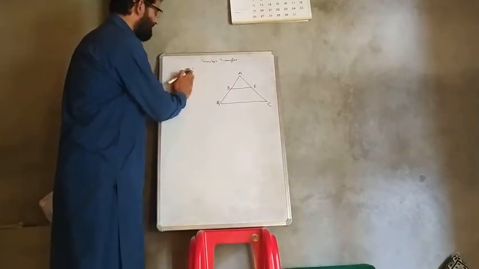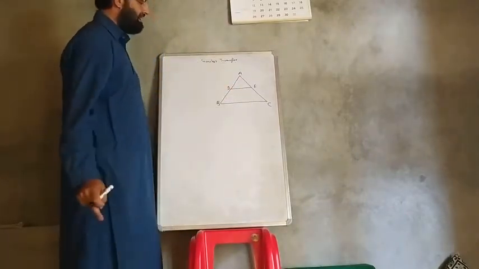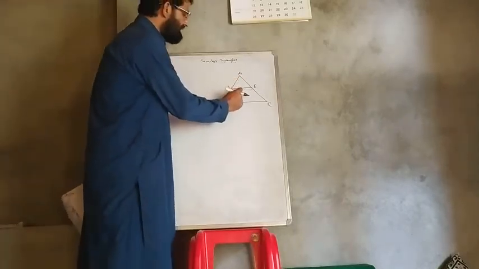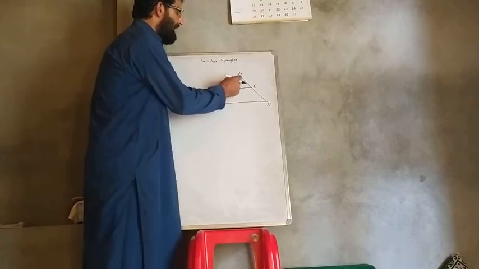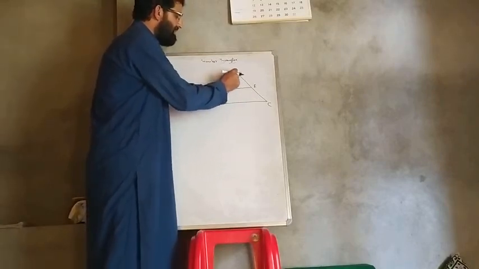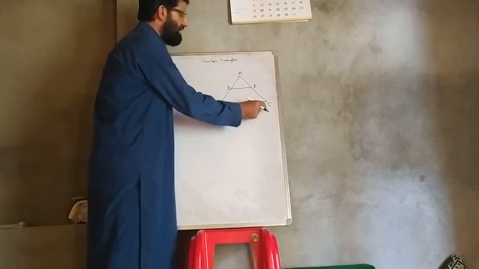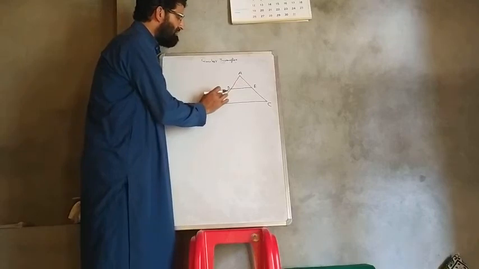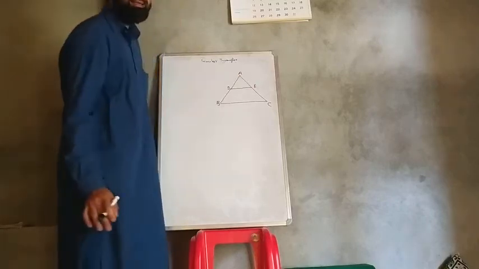This is given. ABC is a triangle, and a line is drawn parallel to one of its sides, say DE is drawn parallel to BC. Now the other two sides are divided at points D and E. AB is divided at point D and AC is divided at point E. We have to prove that AD divided by DB is equal to AE divided by EC.